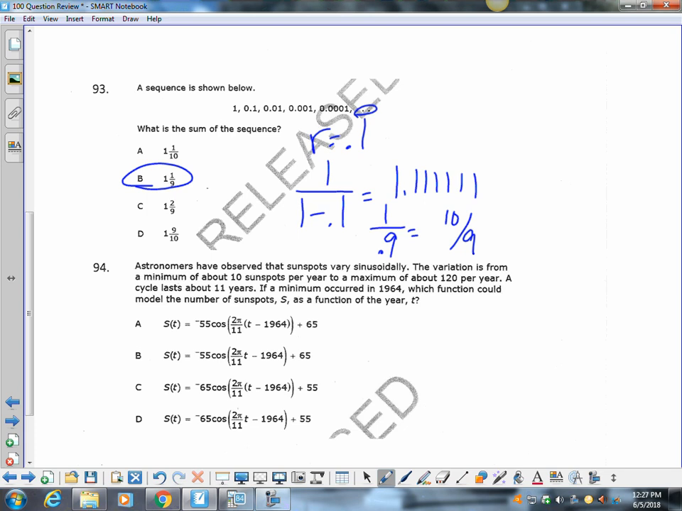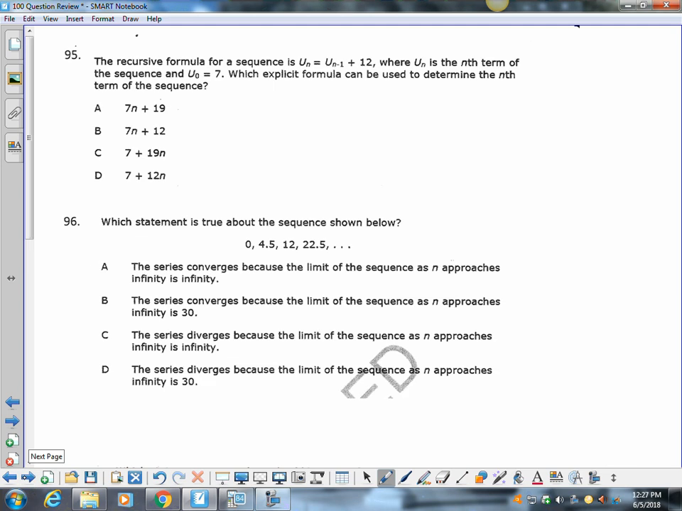Okay, now we're going to 95. Recursive starting amount is 7. If my U sub 0, my starting amount is 7, I know I want to start with a plain 7. So these are out. And then you can tell that you're going to add 12 every time. That should be your slope. Think about it like y-intercept. You're going to add 12 every time. So I'm going to start with 7 and add 12 every single time. It's 95. Now we're going to 96.